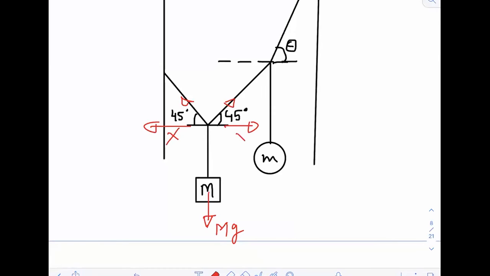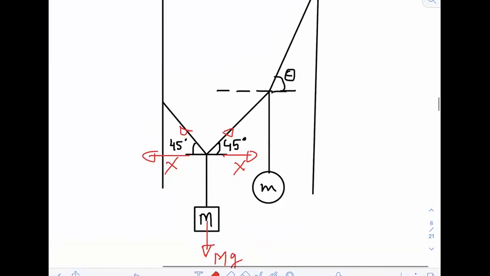This cancels this, so no need of writing that. But there will be a vertical component. Suppose this is T1. So this will be 2T1 sine 45, right? This one will be 2T1 sine of 45.